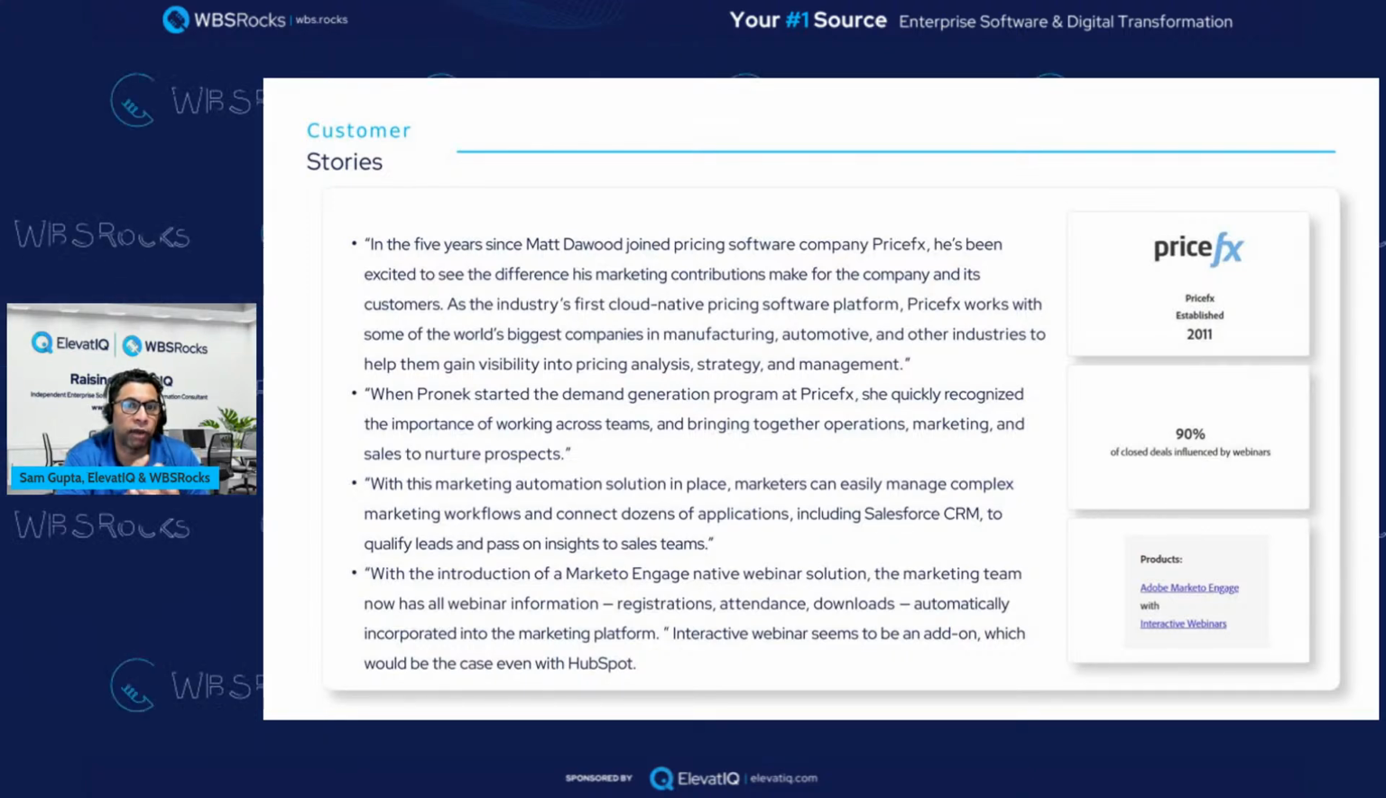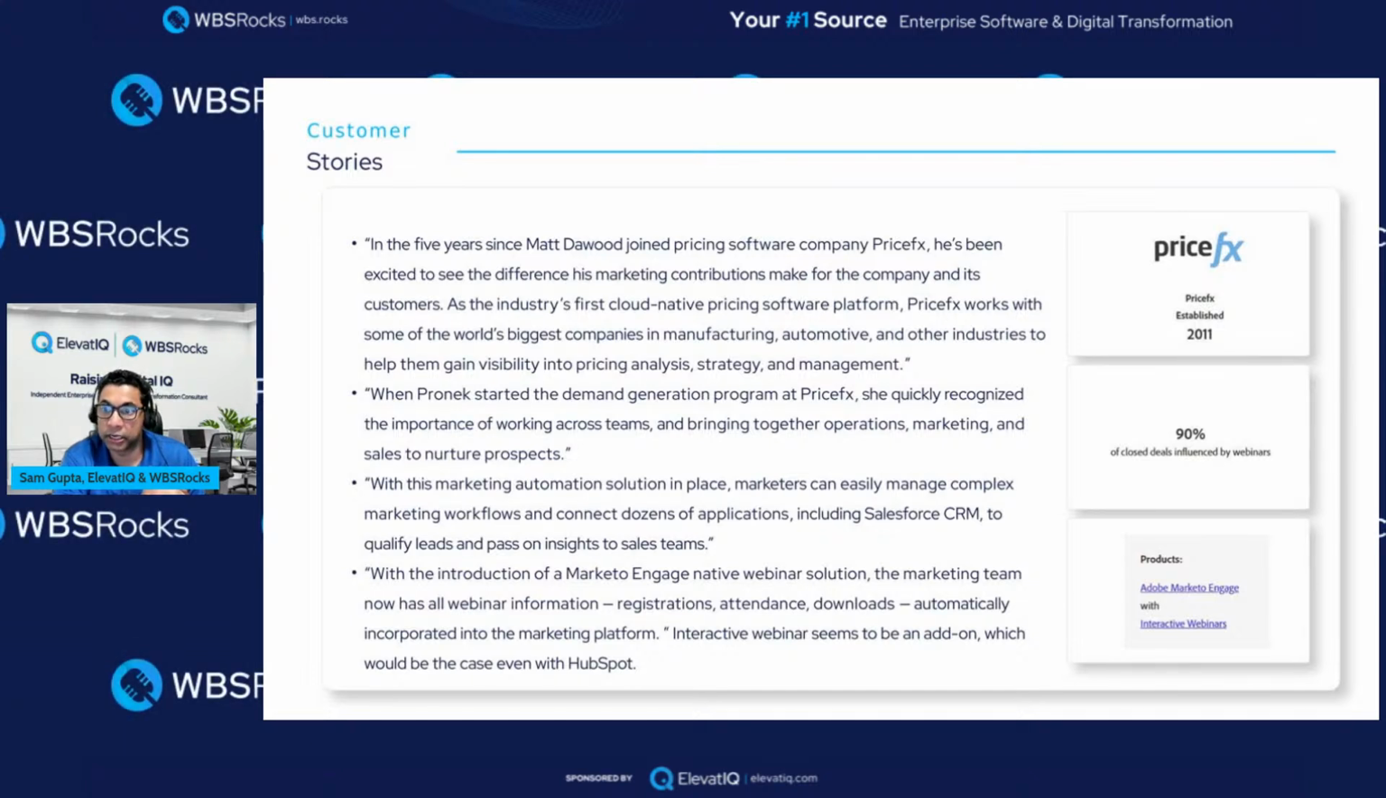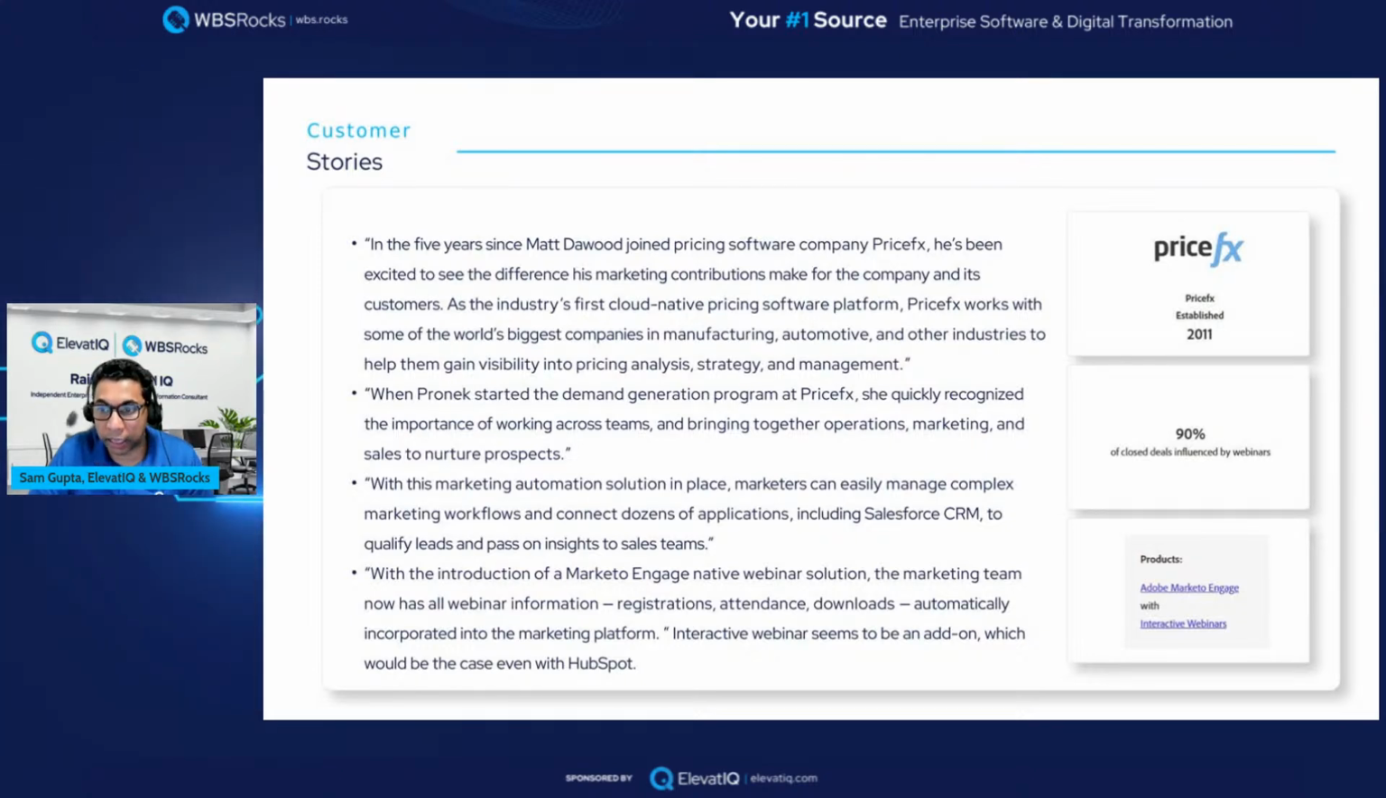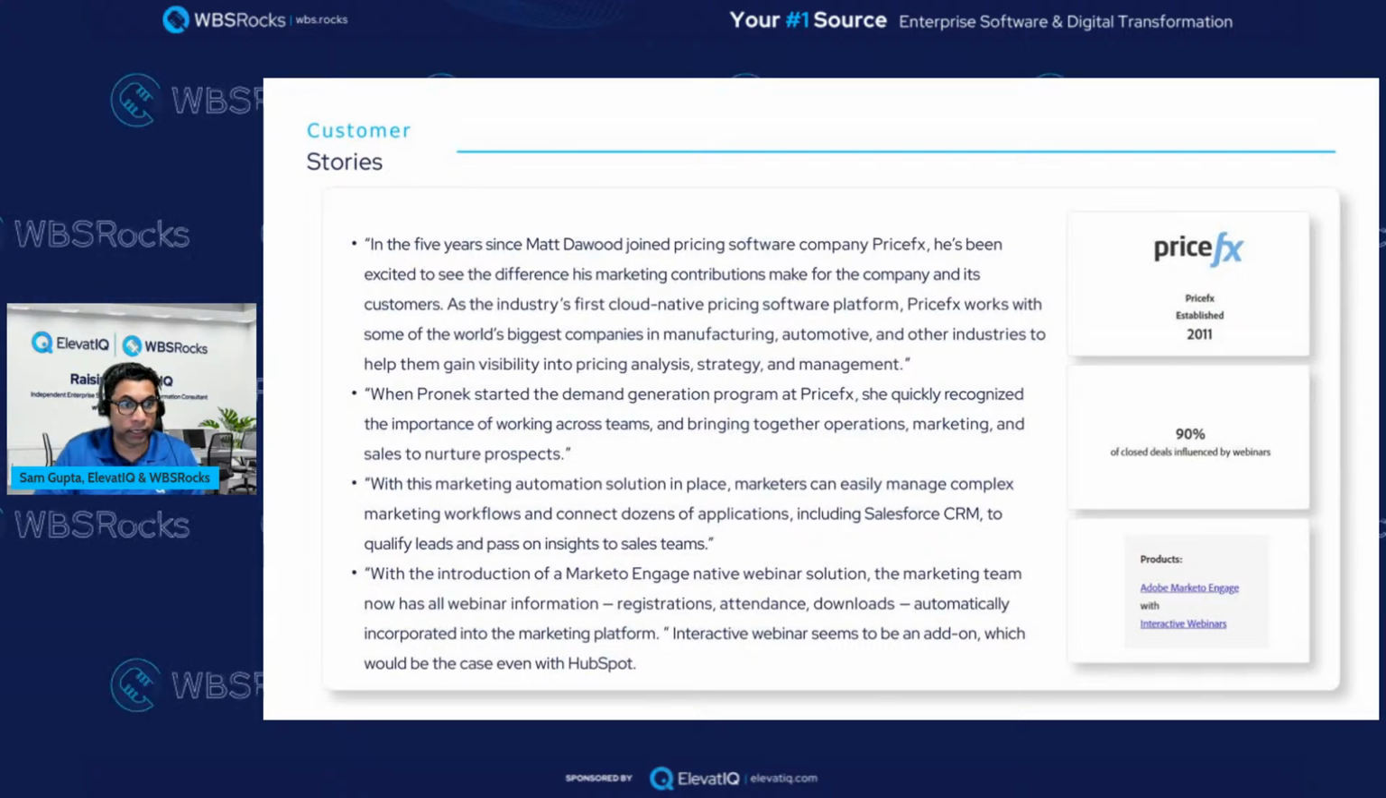They are saying, in the 5 years since, and this is coming from a PriceFX case study that they have on their website, and in this case they have used two different products, Adobe Marketo Engage as well as the interactive webinars. So here it's very clear that they are going to need another add-on for the webinars. So do a little bit of research in terms of what is the contracting arrangement with this webinar tool, whether they have the real webinar capabilities as part of the product or not.